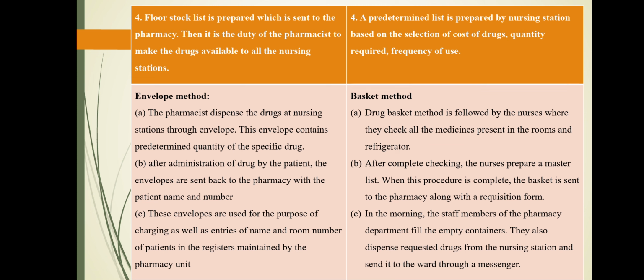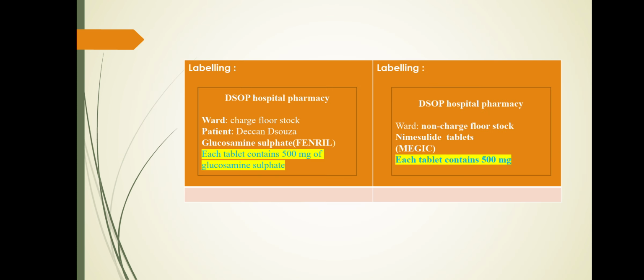Next, in the non-charge system, the basket method is there. In the basket method, the nurses first check all the medications present in the rooms and the refrigerator. Then they prepare a master list, and with the help of a basket, they send this master list plus requisition form to the pharmacy department. Then the pharmacy department people will empty the containers and dispense the requested medications to the nursing station through a messenger. So the basket method will be like this.